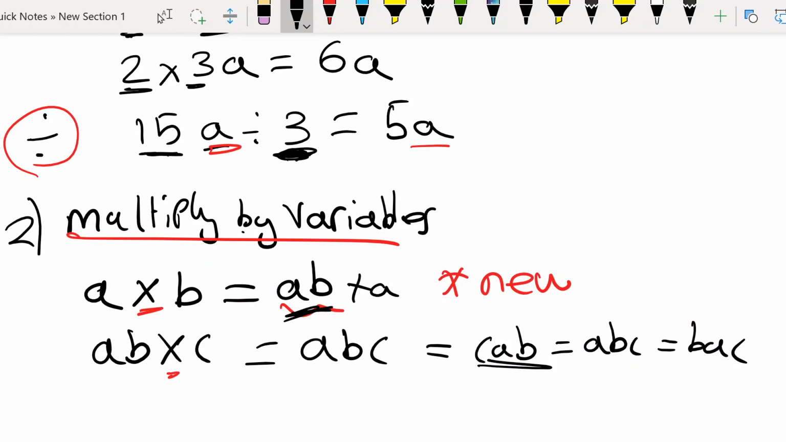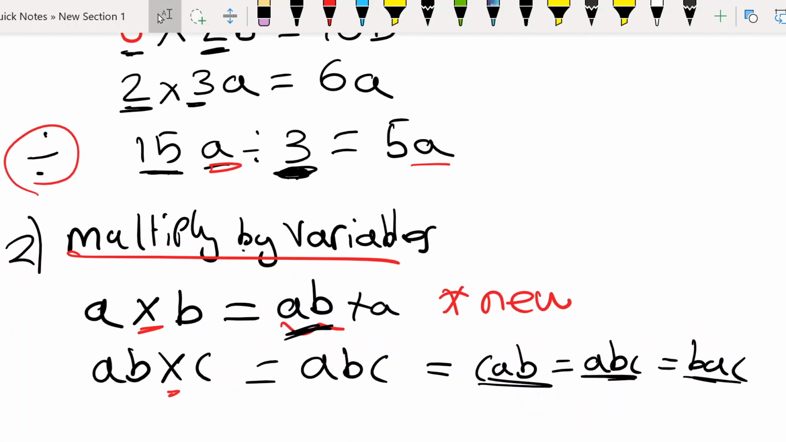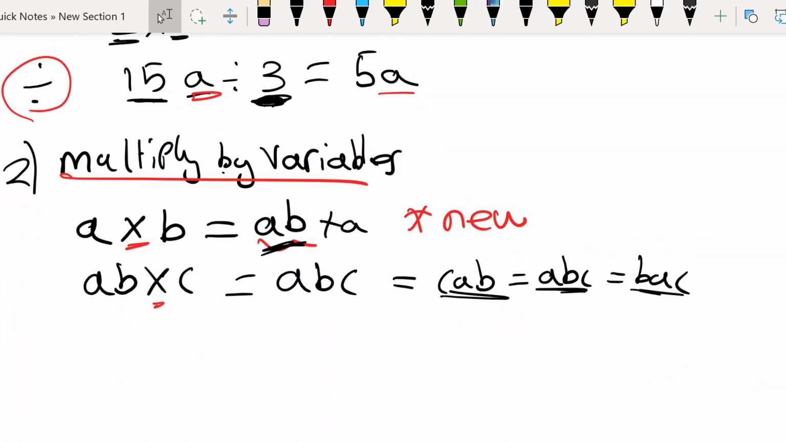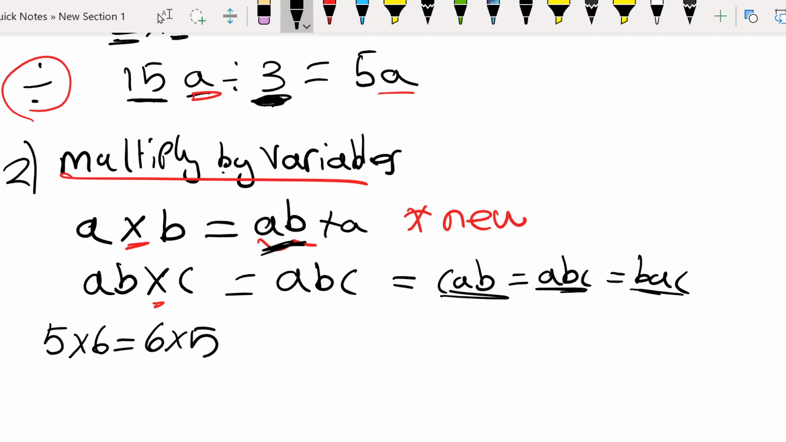If they're all joined up, you're just multiplying each of them by each other, and with multiplication it doesn't matter what order you multiply. So 5 times 6 is the same as 6 times 5. As long as these are joined up, they're the same thing. Any order of the letters, it doesn't matter. So that's how you multiply.